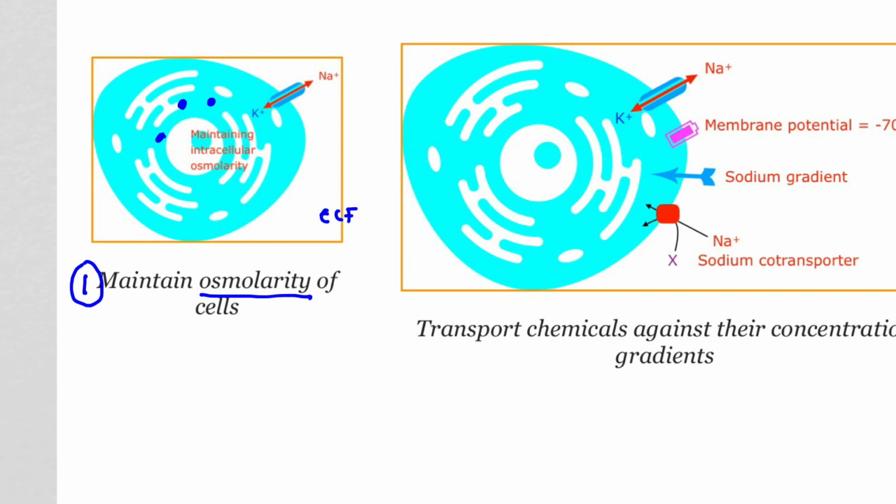Okay, so if nothing is done about this, the high osmolarity inside is going to cause water to enter the cells. So by pumping sodium out, remember osmolarity doesn't care about the nature of particles, it just cares about the number of particles. It doesn't matter whether it's sodium or potassium or whatever it is. So by pumping net sodium out, these pumps are helping to maintain the osmolarity inside the cell.